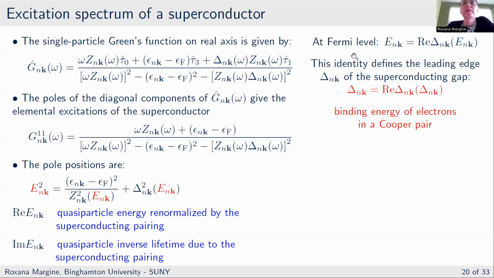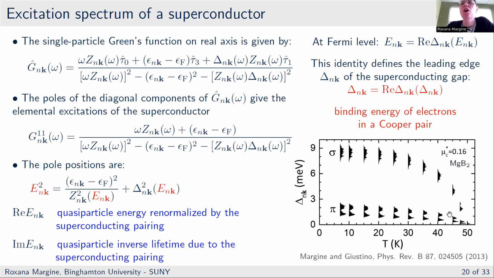For the case at the Fermi level, the energy eigenvalues are basically equal to the Fermi level, so this first term becomes 0, and then this equation allows one to identify the leading edge of the superconducting gap, delta_nk. This equation is only satisfied for very small energies, which are the leading edge of the gap. So this energy is nothing else but the binding energy of electrons in a Cooper pair. If you compute this energy with EPW, the results are shown here in the case of MgB2. As you can see, we right away get the famous two-gap structure of MgB2, where the lower gap is due to the pi bands and the upper gap is due to the sigma states present at the Fermi level.